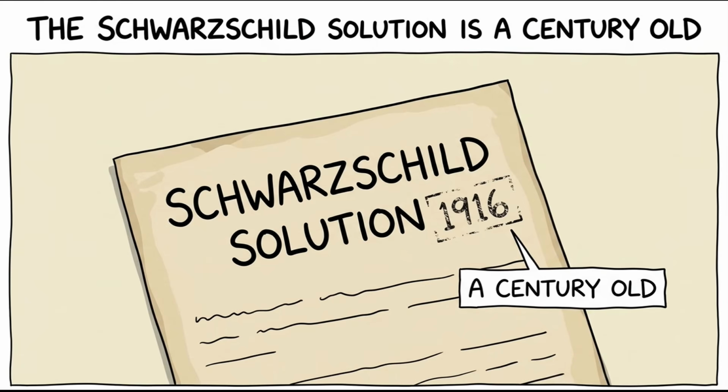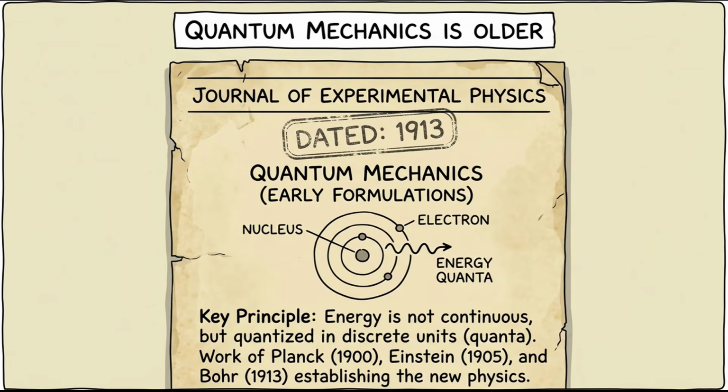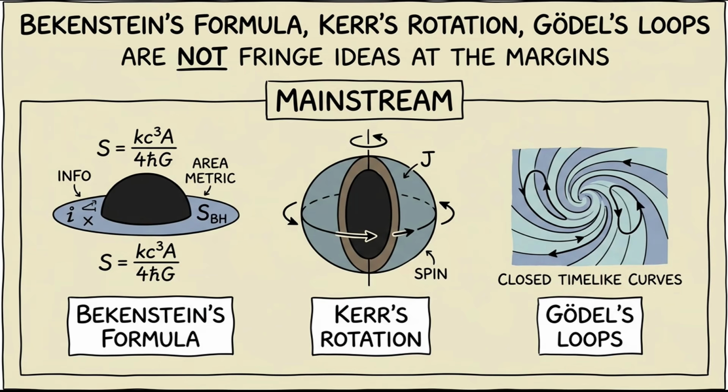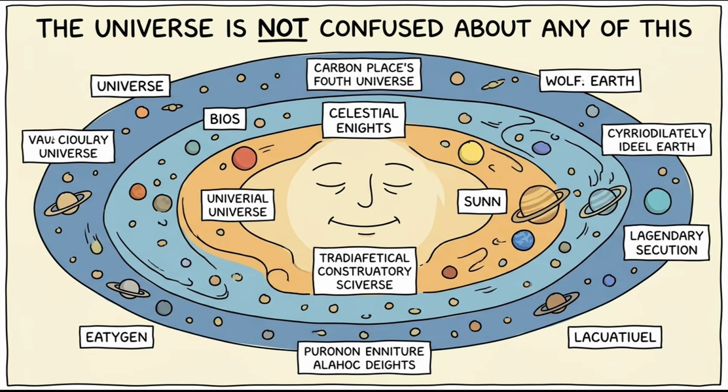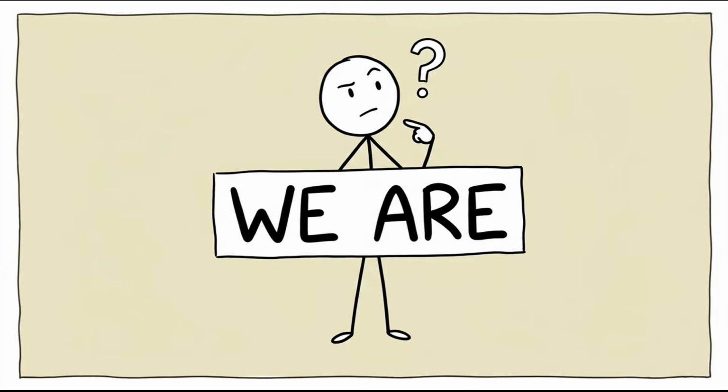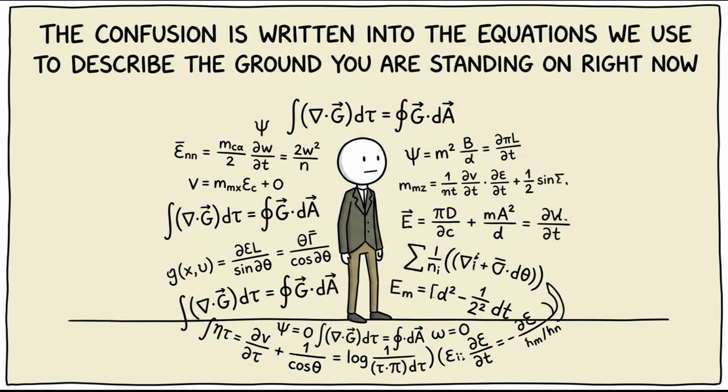The Schwarzschild solution is a century old. Quantum mechanics is older. Bekenstein's formula, Kerr's rotation, Gödel's loops, these are not fringe ideas at the margins of the field. They are what our most tested theories say happens when we follow them past the point we can see. The universe is not confused about any of this. We are. And the confusion is written into the equations we use to describe the ground you are standing on right now.